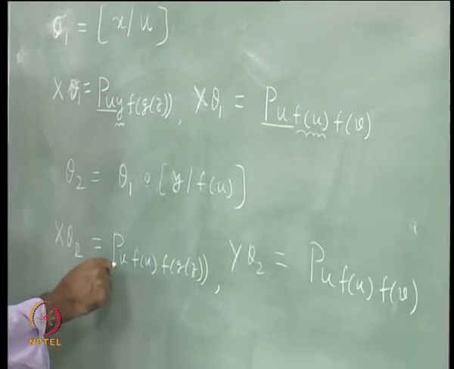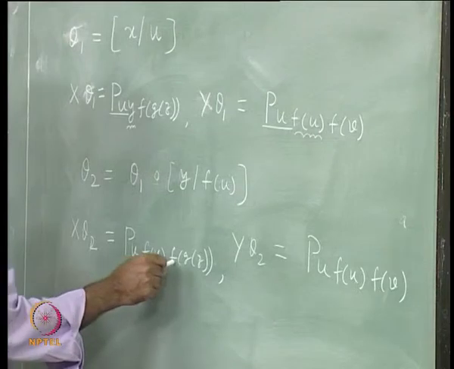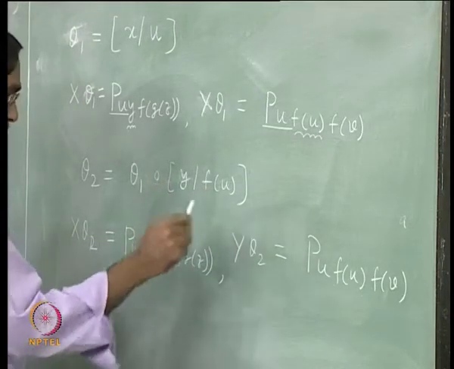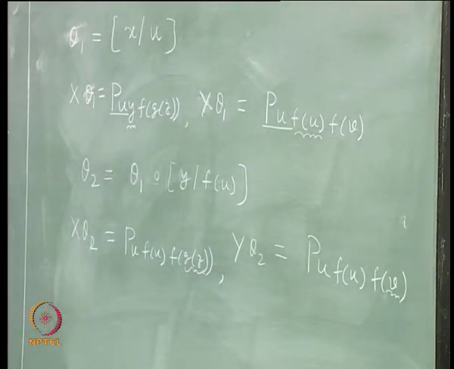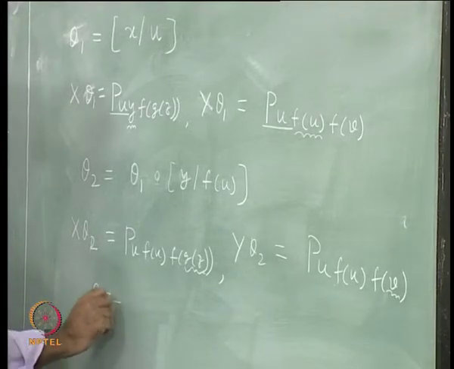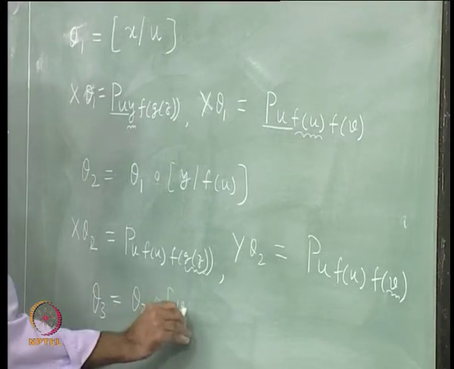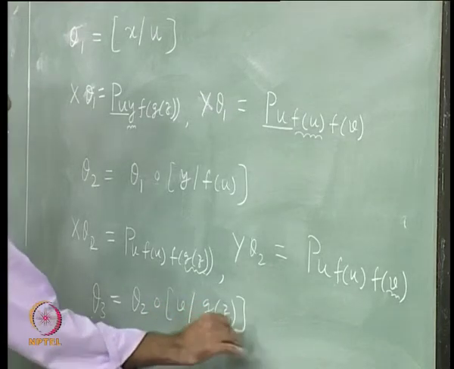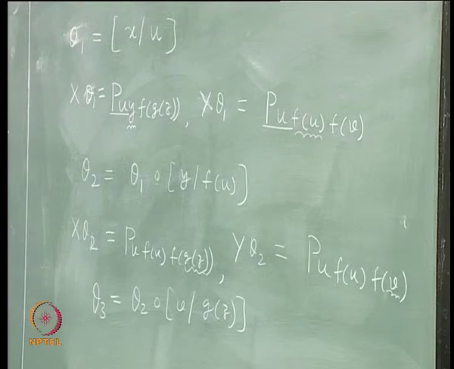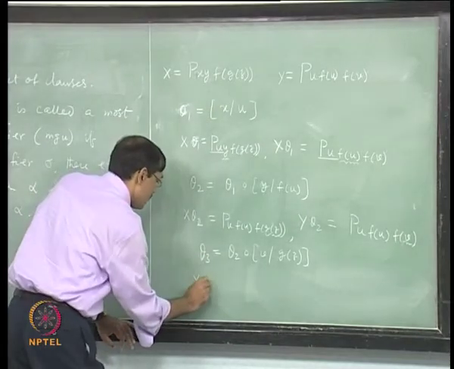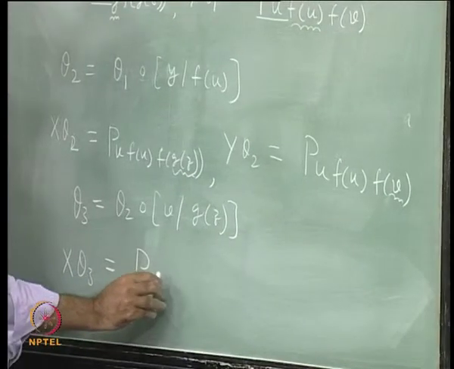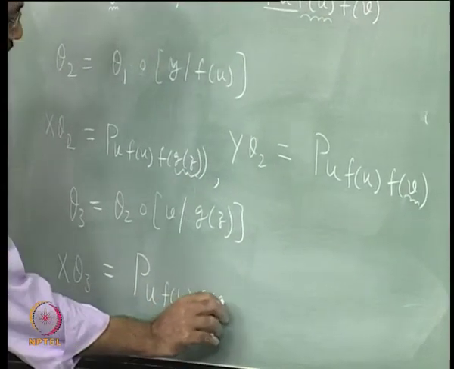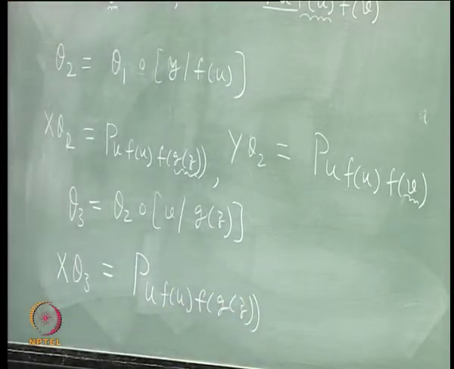Again go for matching. So p matches, u matches, f of u matches, f f matching, brackets matching, right. So g of z equal to v, right. So that means I take theta 3 equal to theta 2 composed with v by g of z. That is my most general unifier. By that time my two literals have been unified to one literal, which is p u f of u f of g of z. That is the single term.